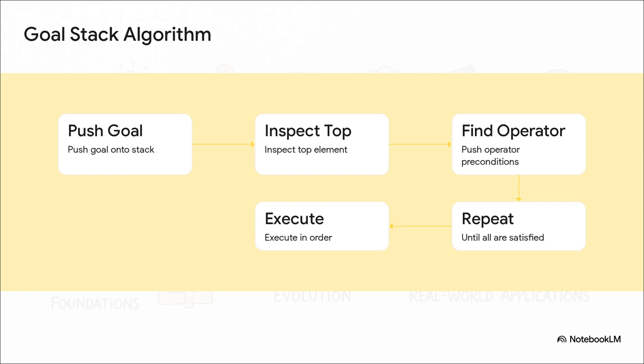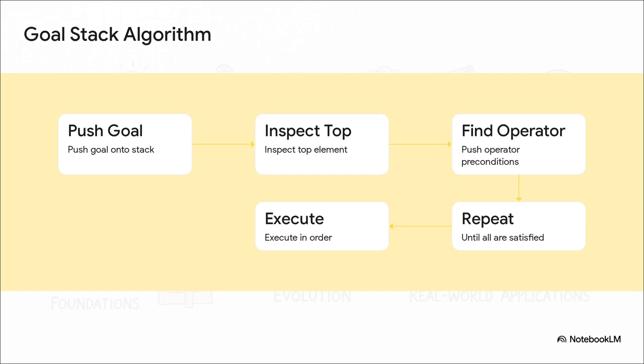Next, it inspects the top element of that stack. To achieve it, the AI finds an operator, say stack block A on block B. But wait, before it can do that, it has to satisfy the preconditions. So it pushes those new sub-goals onto the stack too. It just repeats this loop until everything is satisfied and then executes it all in order.